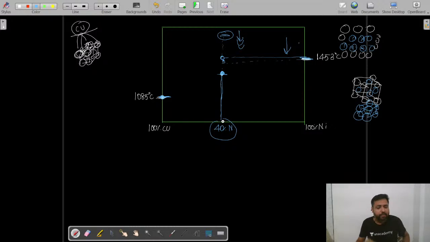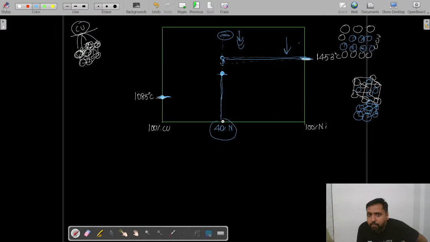You please wait. Then the temperature will come down, still no unit cell formation has started. And until the unit cell formation starts, you can't say that solidification has begun. The beginning of solidification is the beginning of the formation of the unit cell. Copper atoms, 60%, will resist the nickel atoms in coming together and forming a regular pattern known as a unit cell. So at 1453 degrees centigrade, solidification will not begin.